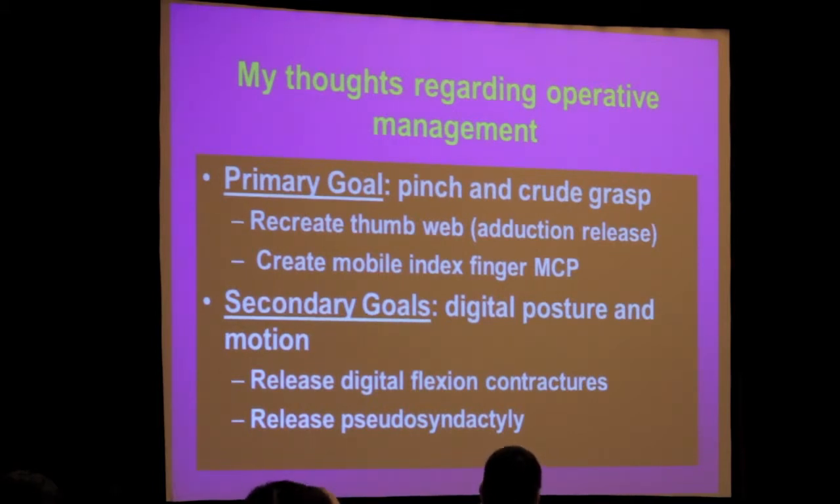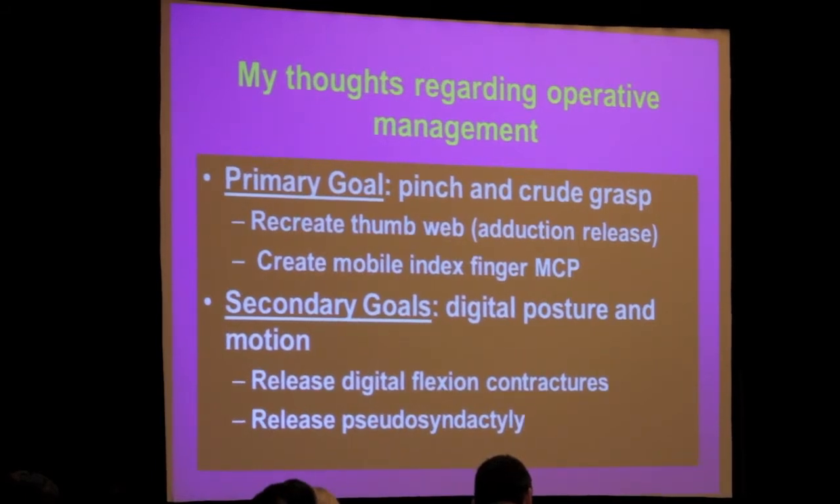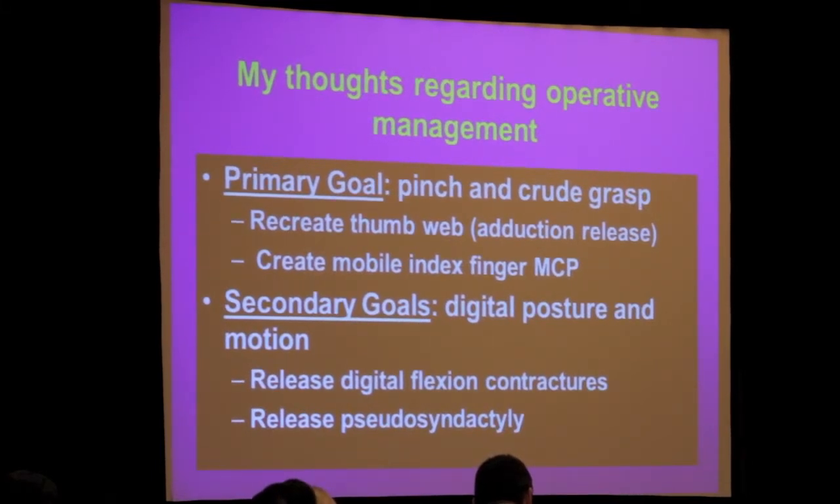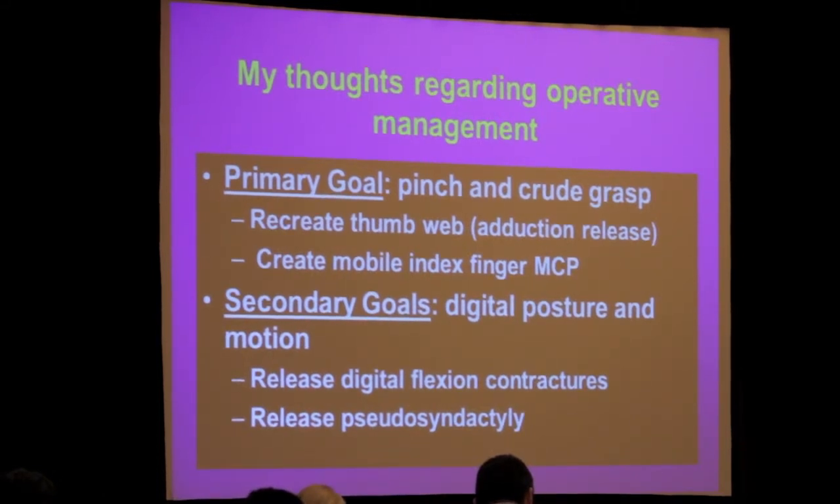Here are some of my thoughts regarding the operative management of EB with respect to the hand. Our primary goal, at least in my opinion, is to restore pinch and crude grasp. So again, my focus in the treatment of these individuals is to try to get a broader thumb index web and try, if possible, to create a mobile index finger.